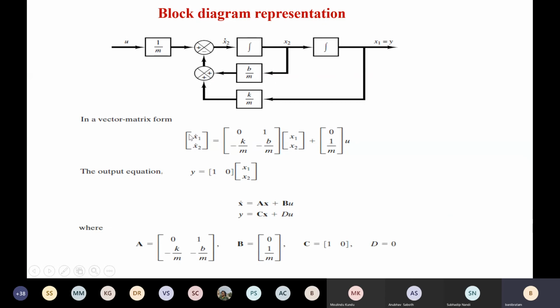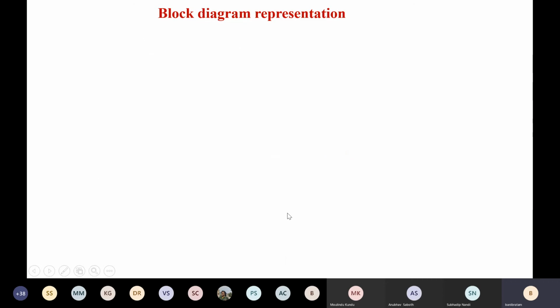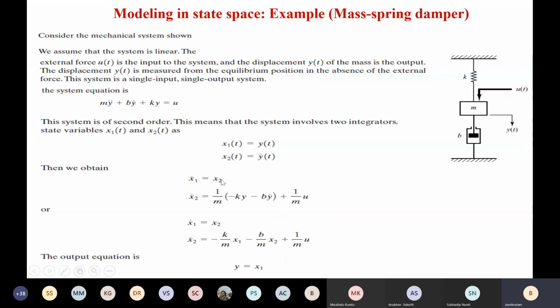So I can write the state equation, x1 dot, x2 dot, equals A into x plus B into u, which I already told in the board work, right? So x1 dot equals simple matrix vector multiplication: 0 into x1 plus 1 into x2, plus 0. So x1 dot equals x2. That is equation 1.